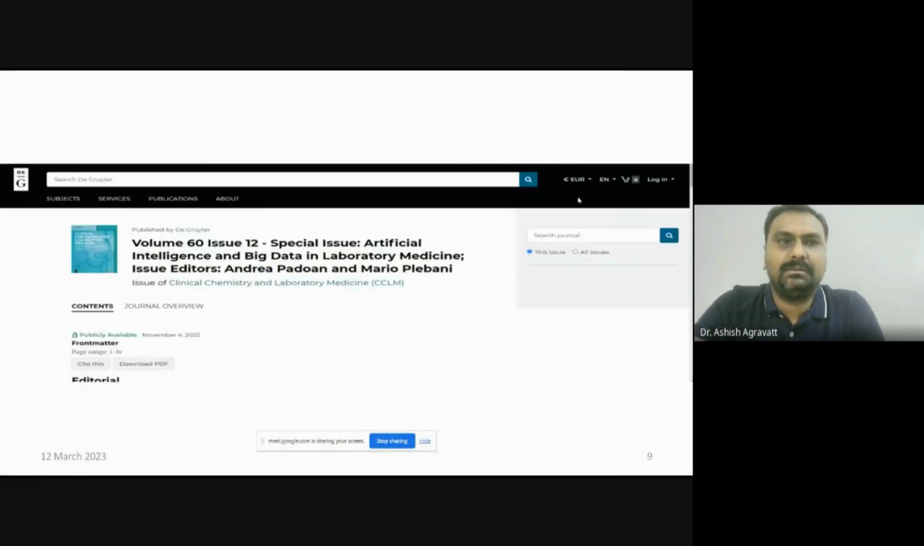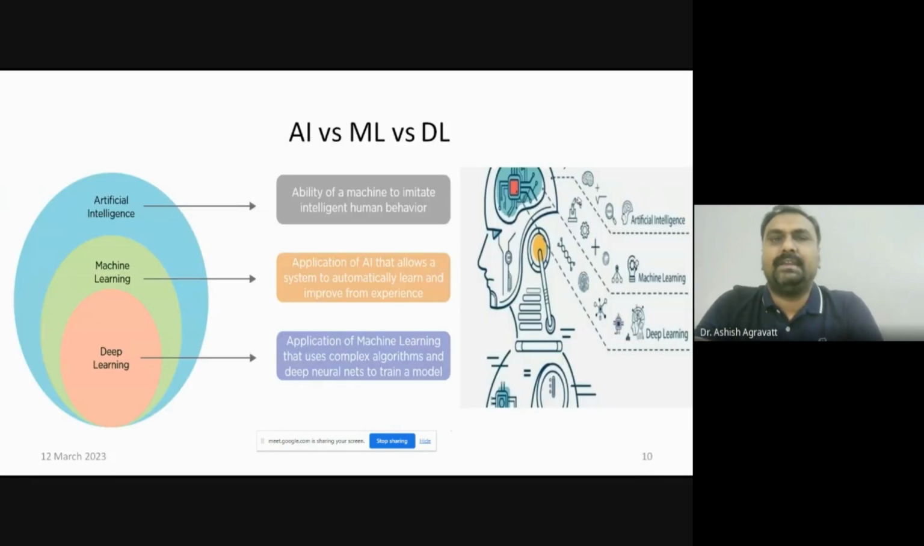This is the Journal of Clinical Chemistry and Laboratory Medicine. They have issued a special issue on artificial intelligence and big data in laboratory medicine, and it is publicly available also. What is AI versus machine learning versus deep learning?